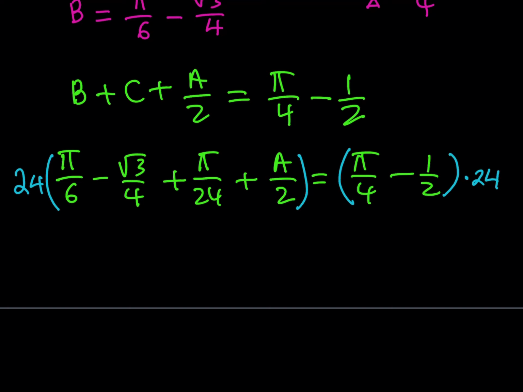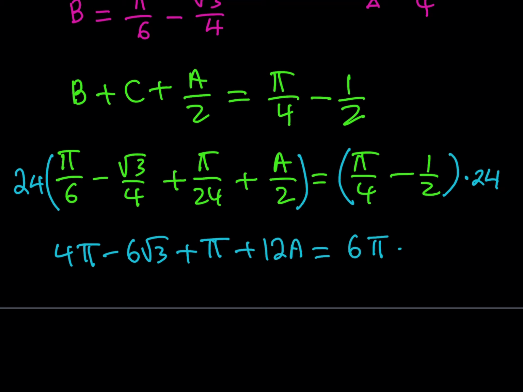Okay. Of course, remember to cross-cancel. For example, 6 goes into 24 4 times, so that's going to give you 4 pi. 4 goes into 24 6 times, so this is 6 root 3. This should be a pi, and this should be 12a. All right? On the right-hand side, we have 6 pi minus 12.